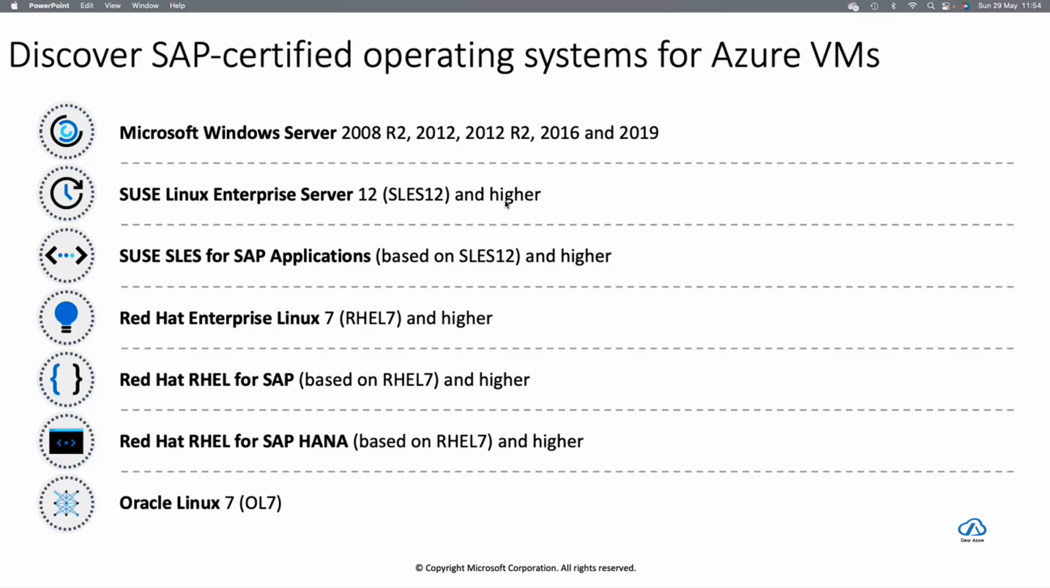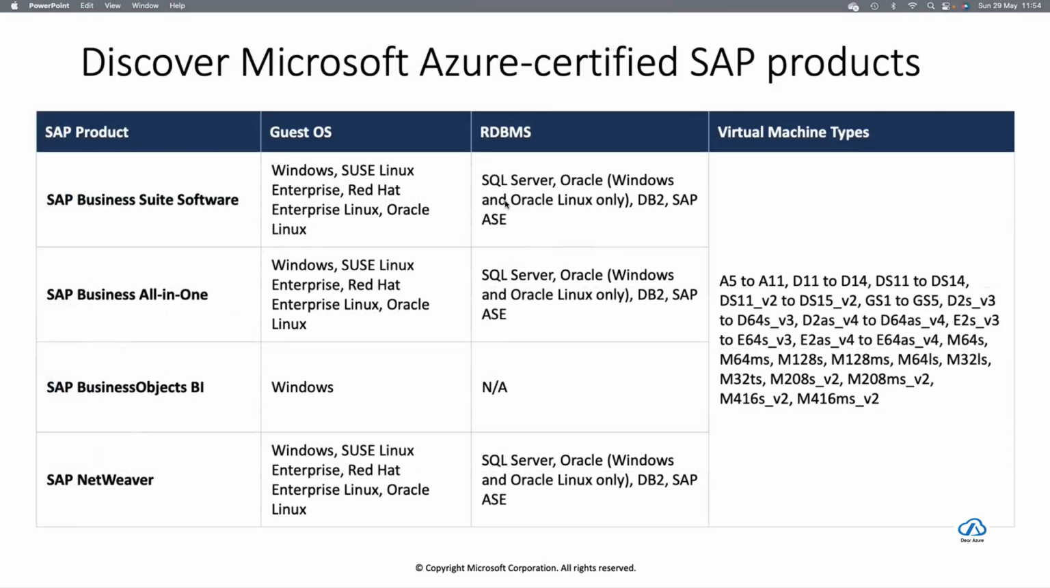And next, the design patterns that you need to know for the SAP products. See, here we have the SAP software, the Business Suite that's available. You can go with a guest OS of Windows or SUSE Linux Enterprise. And we do have support for the relational databases. And here are all the sizes of VMs that we can use.